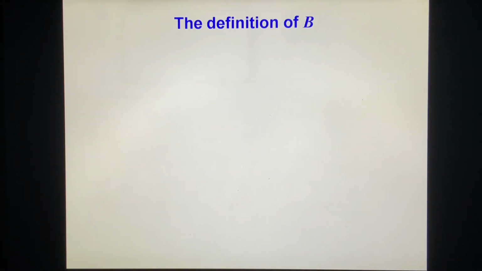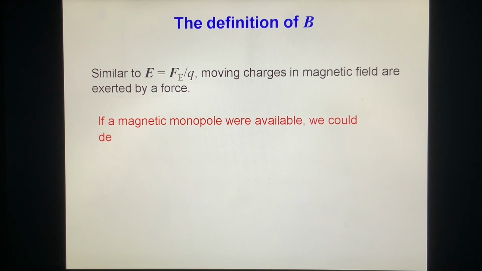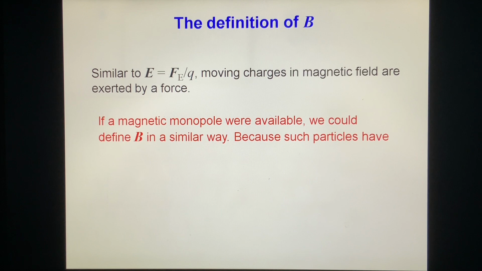The definition of magnetic field B, similar to E equals Fe over Q. Moving charges in a magnetic field experience a force. If a magnetic monopole were available, we could define B in a similar way. Because such particles have not been found, we must define B in another way.